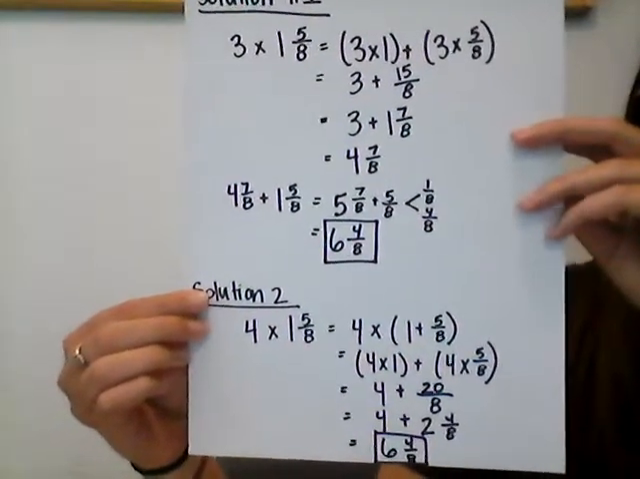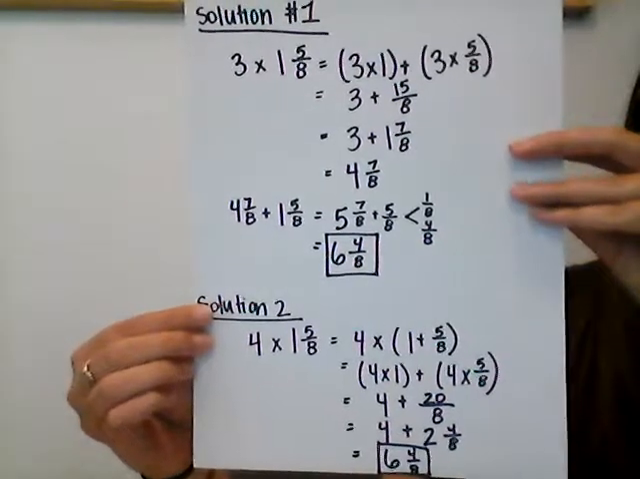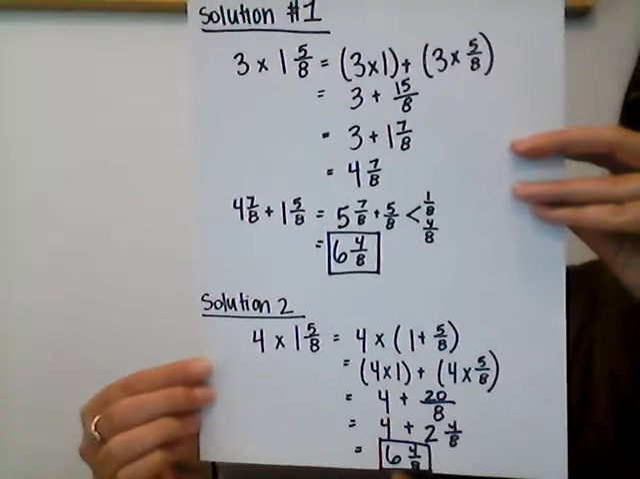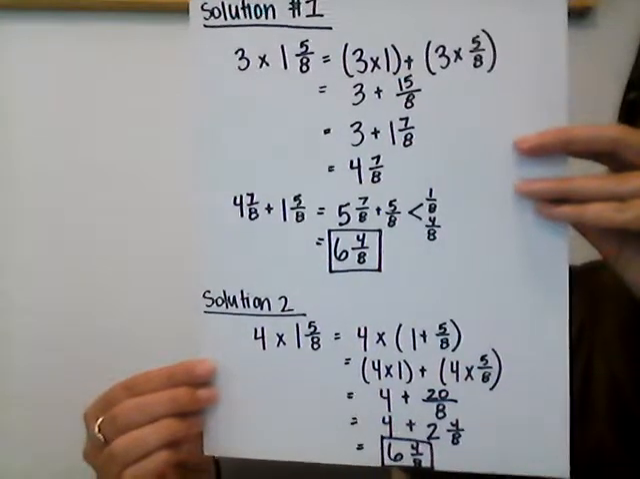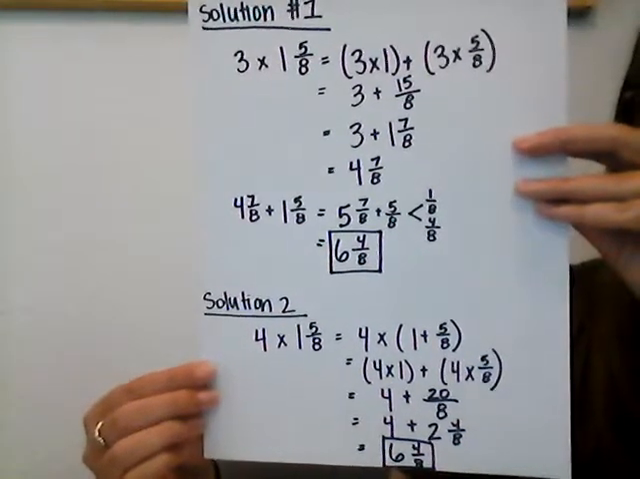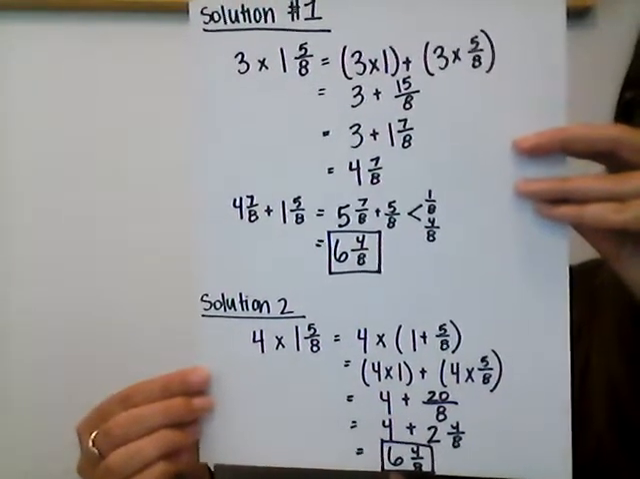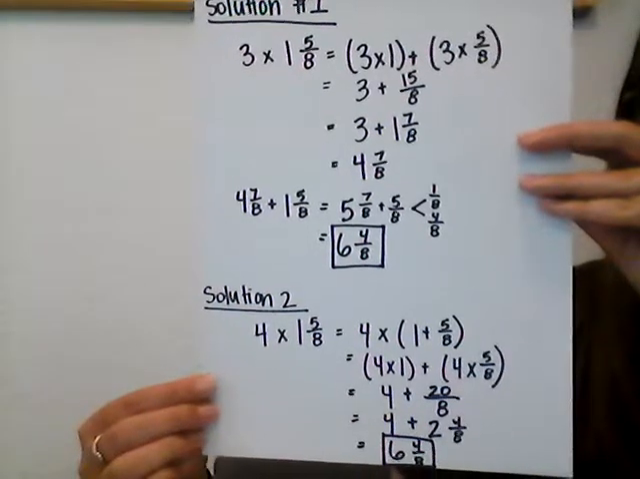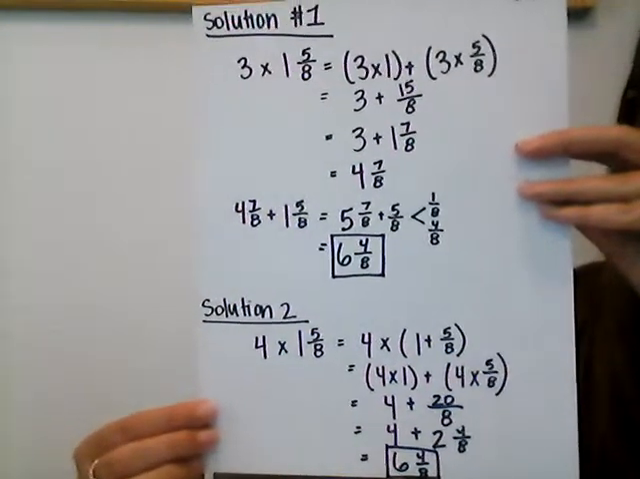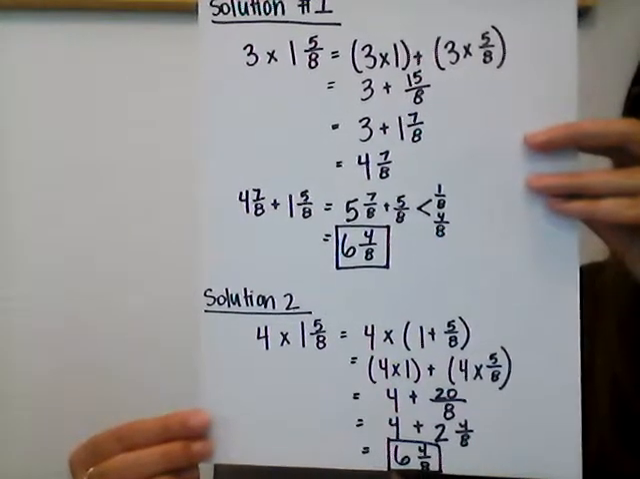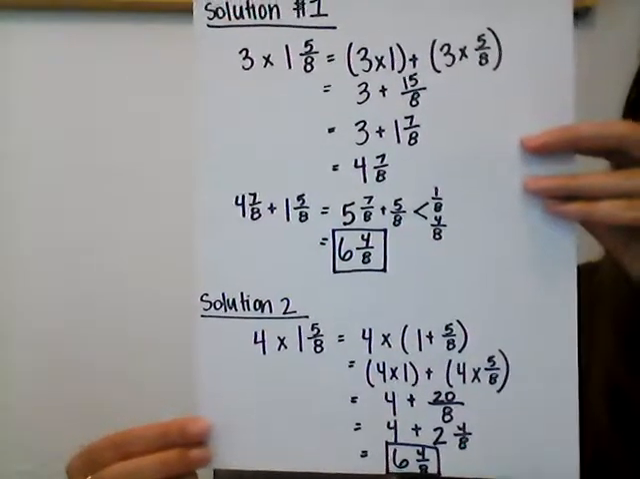Again, we have Kylie, who is making a dress for herself. She needs 1 5/8 yards of fabric, and she's making a dress for her mom. She needs 3 times as much fabric as she needs for herself. We want to know how many yards of fabric she needs to make her dress and her mom's dress. Please record below which solution you prefer and why.